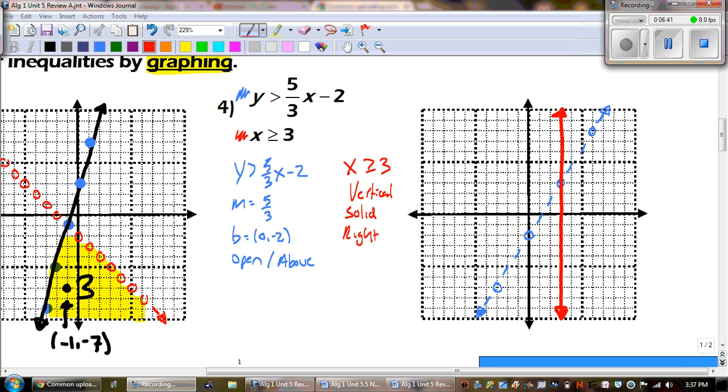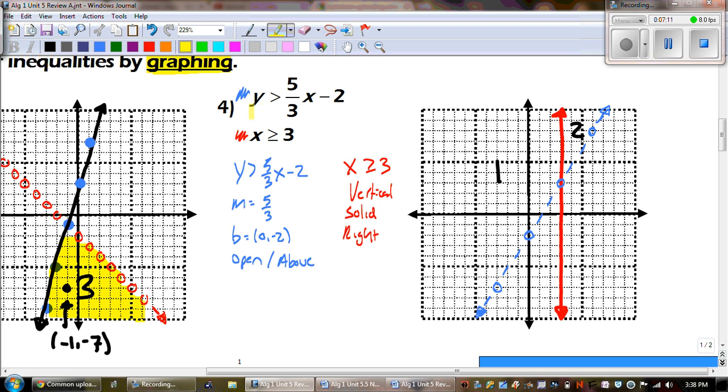Okay, and there we go. So our first line is the blue line, y is greater than 5/3 x minus 2. My slope was 5/3. My y-intercept was 0, -2. It's open, and I need to shade above. So we got 1, 2, 3, 4. So if I'm shading above the blue line, I can get rid of 3 and 4.